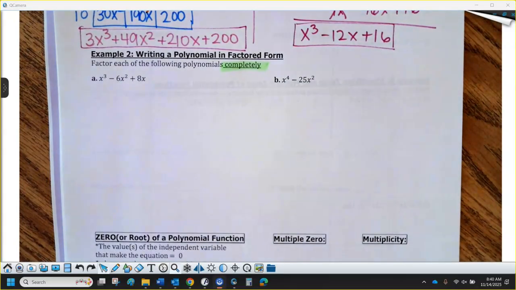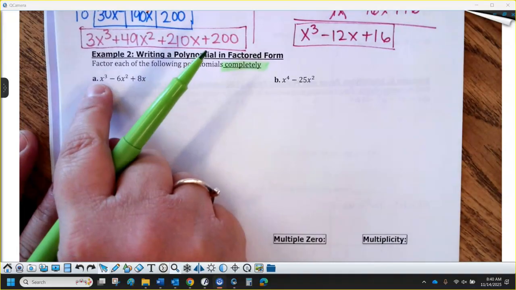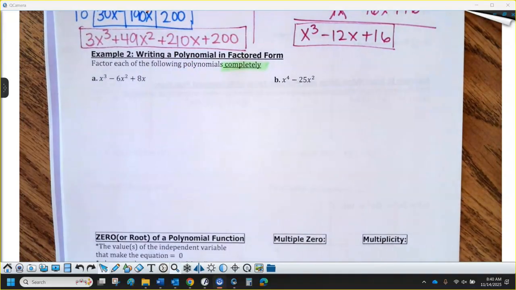Generally speaking, if you see something like that, it probably means there's a greatest common factor that you can pull out, and then whatever is left, once you pull that out, can probably be factored further, which is the case for both of these questions. So if I look at this one, I've got x cubed minus 6x squared plus 8x. Tell me what all 3 of those terms have in common.